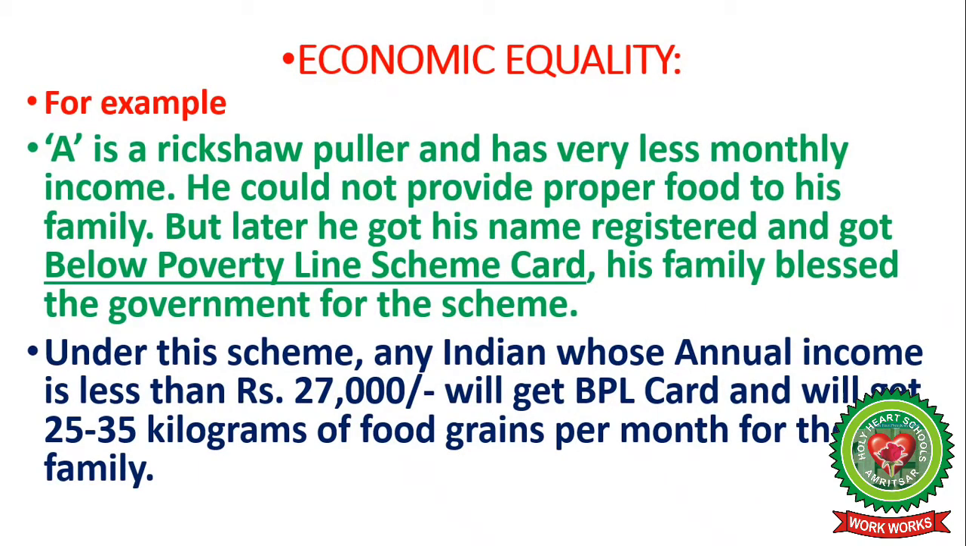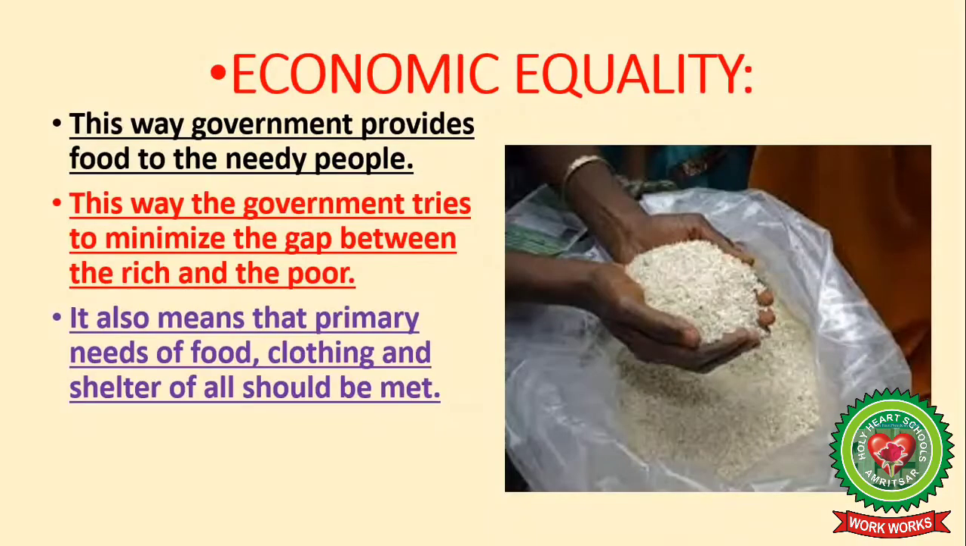will get a BPL card and will get 25 to 35 kilograms of food grains per month for the family. Means for the full family, he will get 25 to 35 kilograms of food grains per month. You know why it is provided? Because it is a basic need. Food is a basic need, and this is to minimize the gap between the rich and the poor. This way, the government wants to create economic equality.